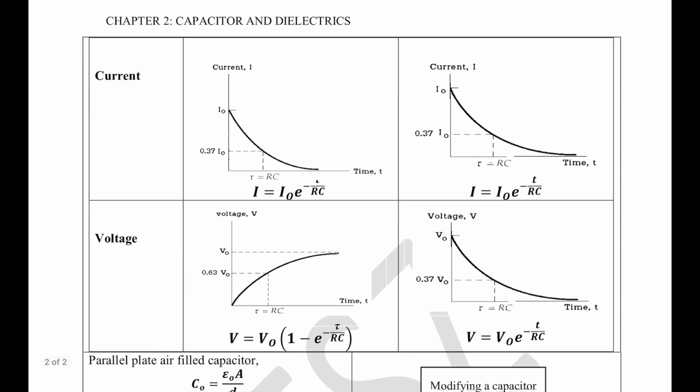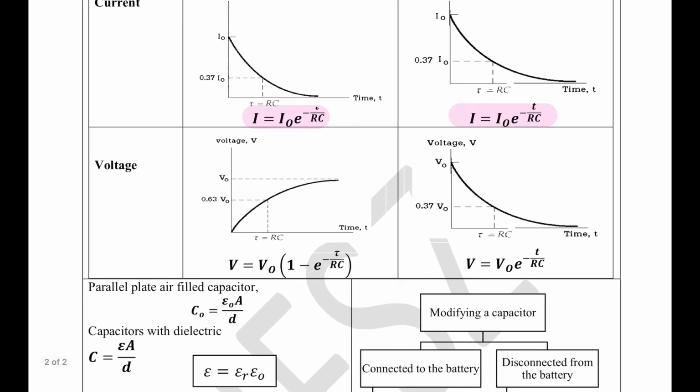Okay, so kat sini adalah current juga. Kalau current ni basically graph dia akan sama, equation pun sama. Okay, sebab apa? Current is basically the motion of charges per second. So awal-awal tu dia akan banyak charges bergerak, and then it will decrease with time lah. So this will be the equation.